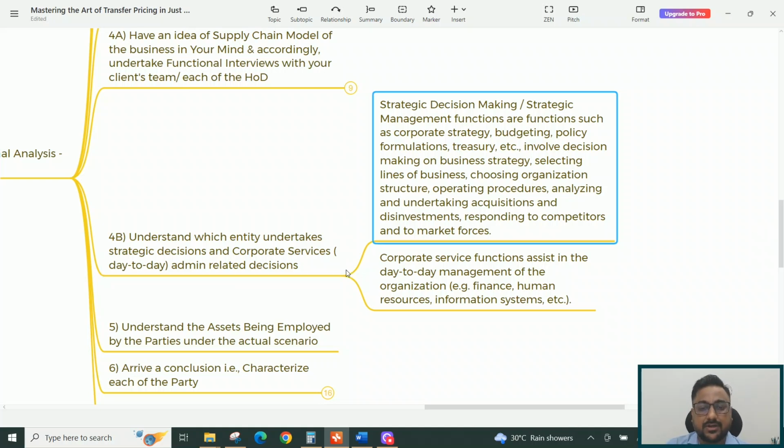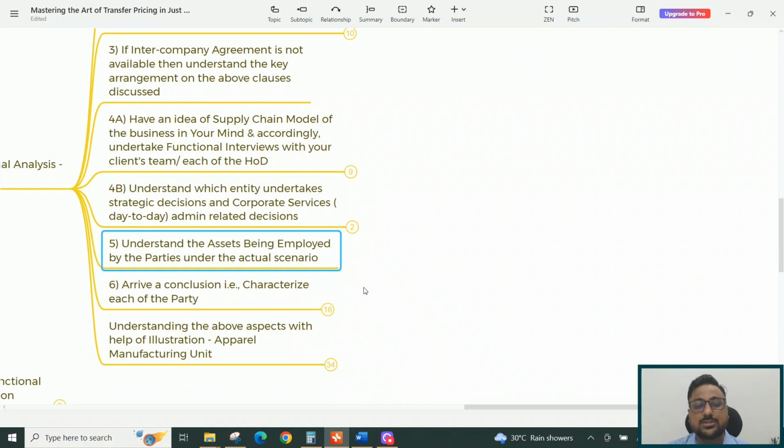Apart from that, when you do the functional analysis, you also need to understand the assets being employed by the parties. You need to justify that if a party says it's a full-fledged manufacturing entity, then it should be visible that the party has the requisite machinery, plant and space to produce and manufacture products and give them to the other party. So you need to understand what assets are being employed by the parties. Let me also clarify that intangibles and human resources are also assets, right? In IT service companies, computers and such things are assets, but as intangible property they do have human resources.